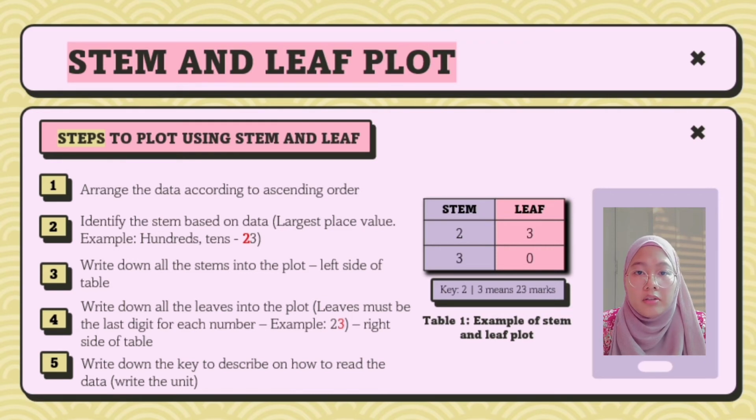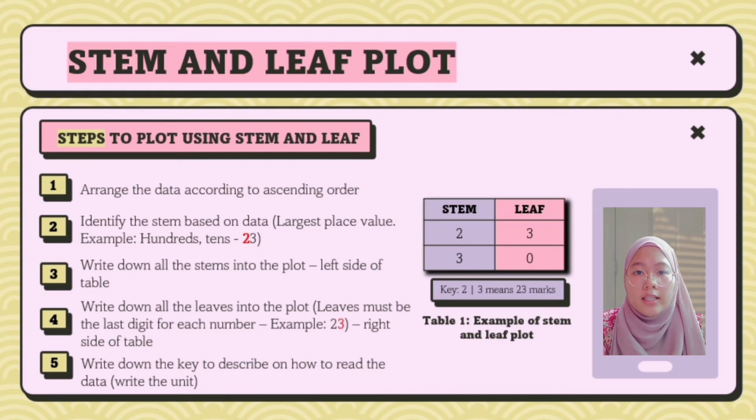Next, we need to identify the stem based on the data set. Stem must be chosen based on the largest place value. For example, in the data, it has number 23. So the largest place value for number 23 is 10, right? So the number 2 must be the stem. Another example, let's say we have number 120. The largest place value is hundreds. So for hundreds, we need to write down the first 2 digits, which is 1 and 2 as the stem.